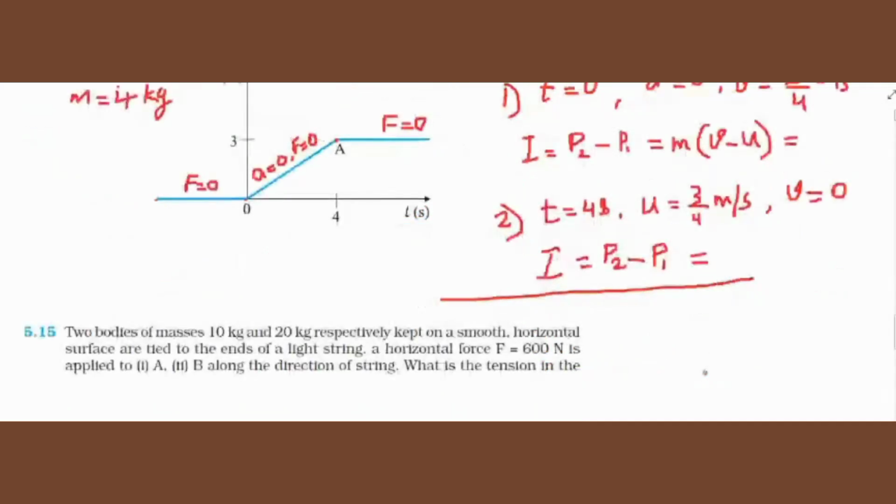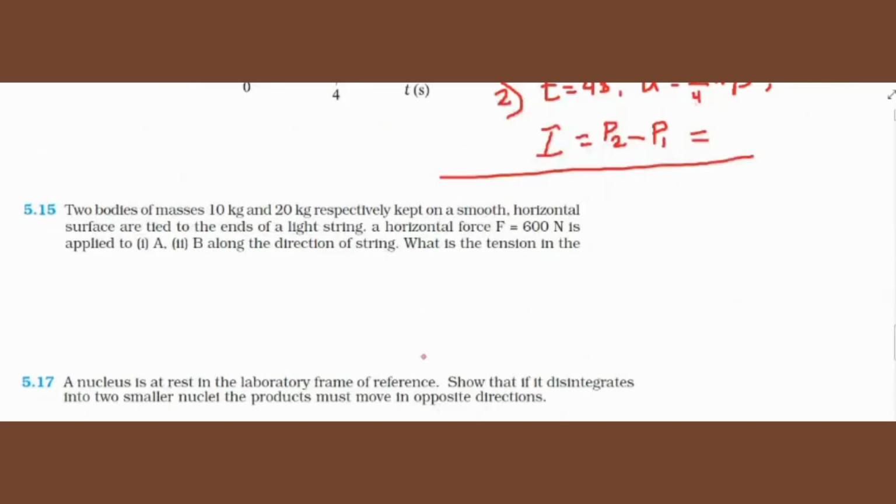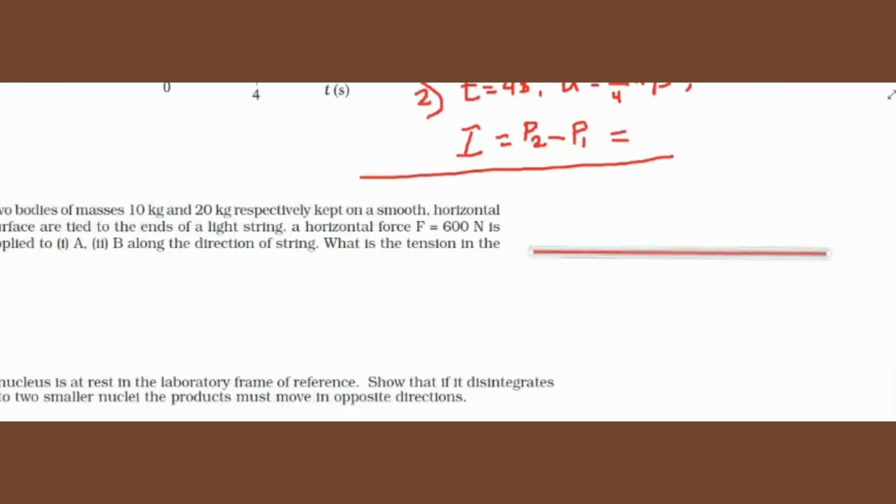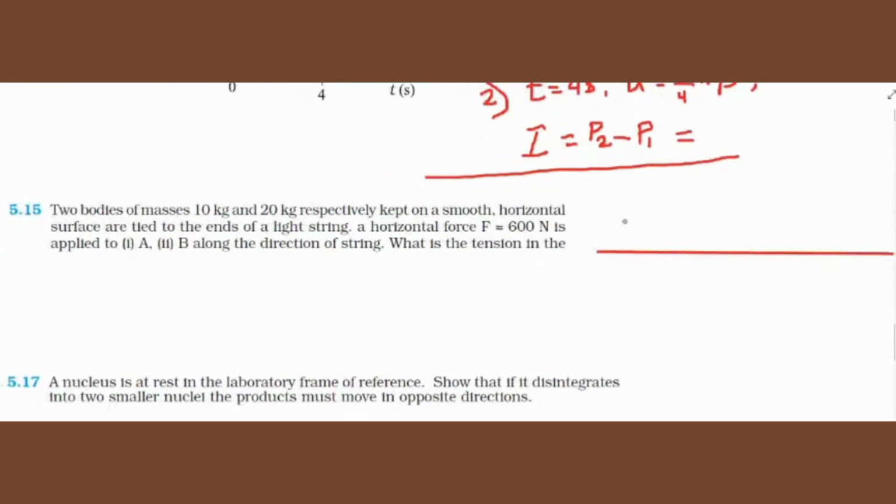Now, next question 15. Two masses are there, 10 kilogram and 20 kilogram. So the situation we will draw like this. There's a horizontal platform. On that horizontal platform, you have two masses like this. First one is of 10 kilogram. Second is of 20 kilogram.